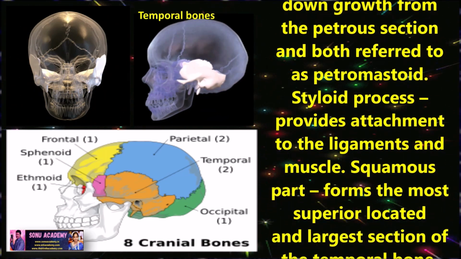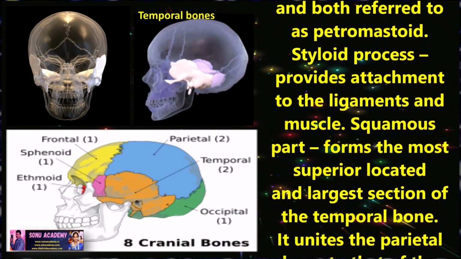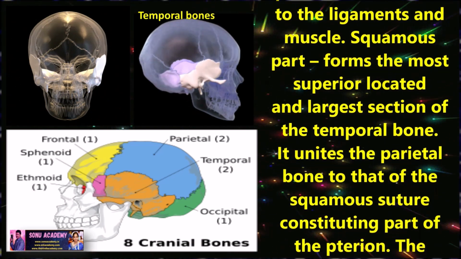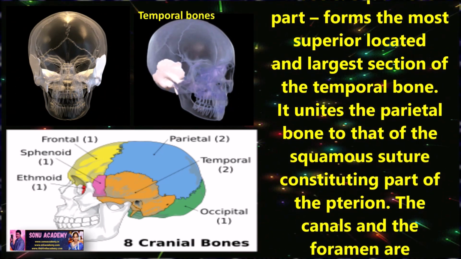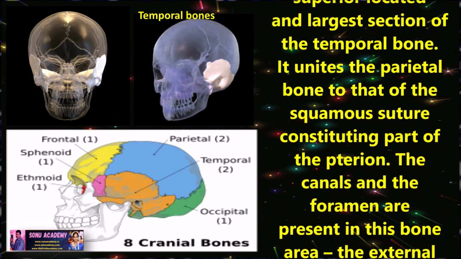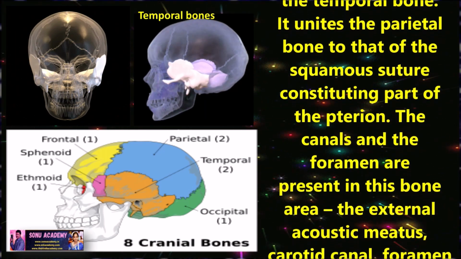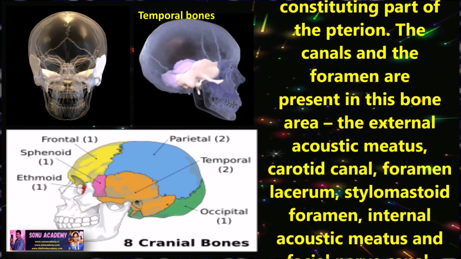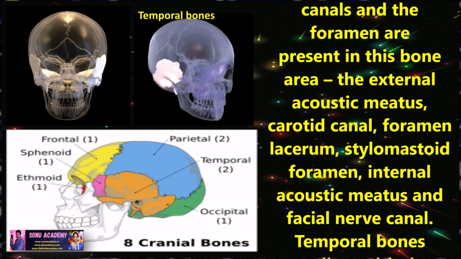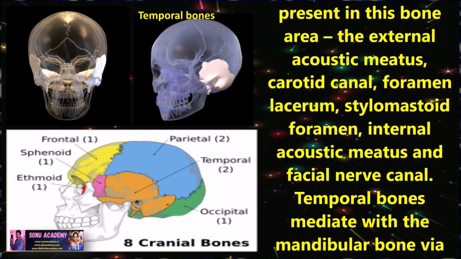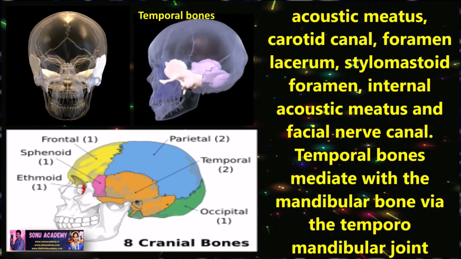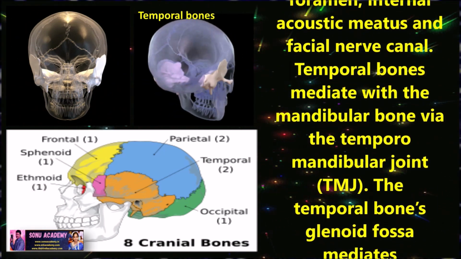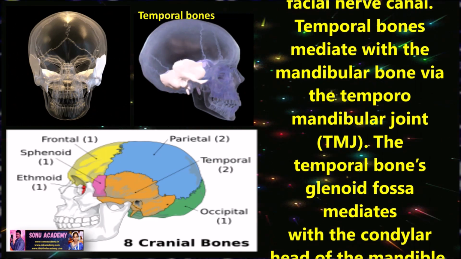The styloid process provides attachment to the ligaments and muscles. The squamous part forms the most superior and largest section of the temporal bone. It unites with the parietal bone at the squamous suture, constituting part of the pterion. The canals and foramina present in the bone are the external acoustic meatus, carotid canal, foramen lacerum, stylomastoid foramen, internal acoustic meatus and facial nerve canal.